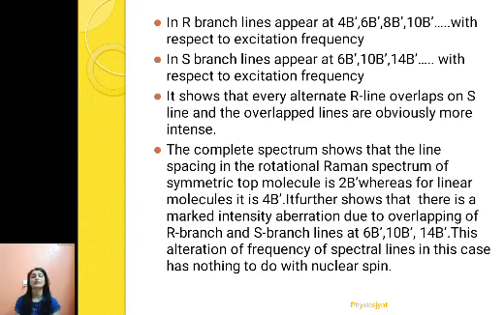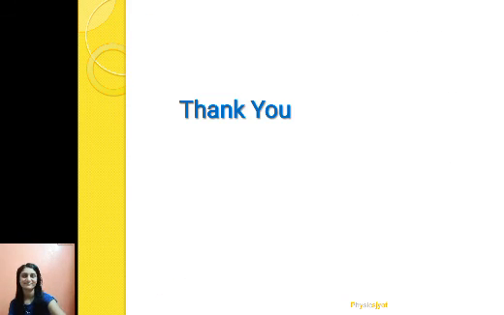So the complete spectrum shows that the line spacing in the rotational Raman spectrum of symmetric top molecules is 2b dash, whereas for linear molecules it was 4b dash. We have seen that in the earlier lecture. It further shows that there is a marked intensity alternation due to overlapping of R branch lines and S branch lines at 6b dash, 10b dash, and 14b dash. And this alternation of intensity of spectral lines in this case has nothing to do with nuclear spin. So this is all about the pure rotational Raman spectra of symmetric top molecules. Thank you.